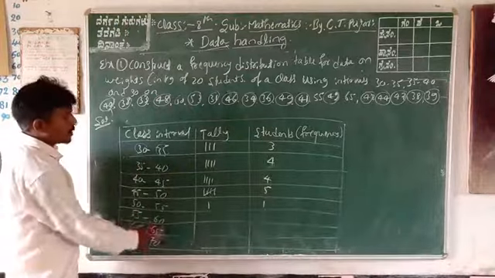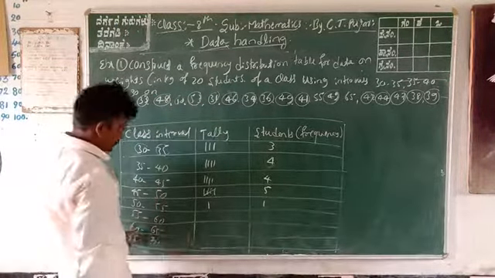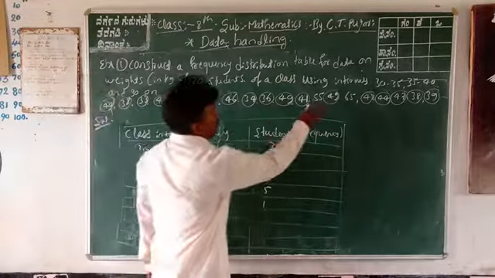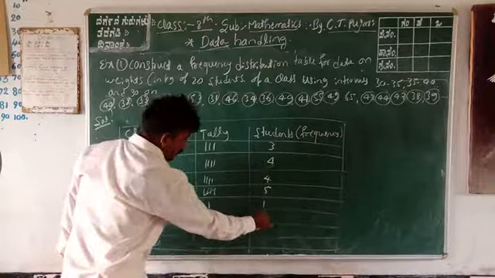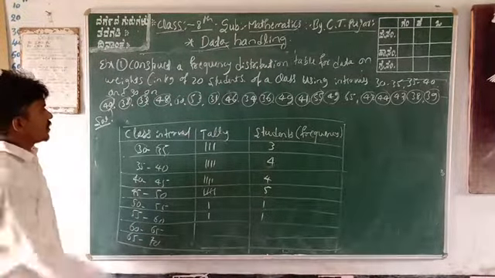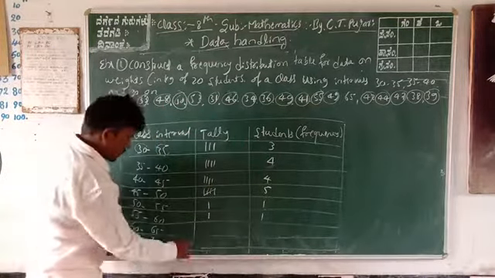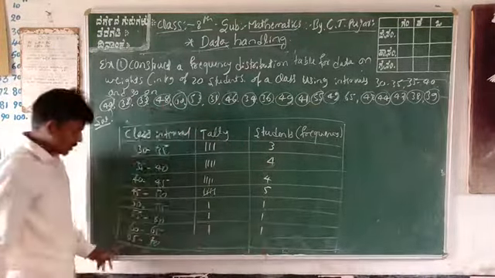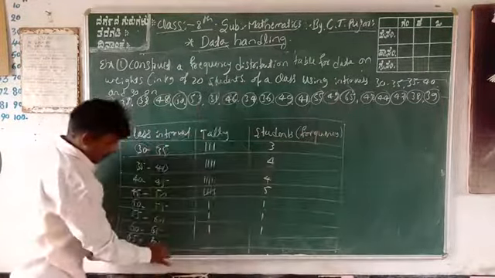Next, 55 to 60. 60 is not here. Only 1 is there. Next, 60 to 65, only 1. Next, 65 to 70, only 1.